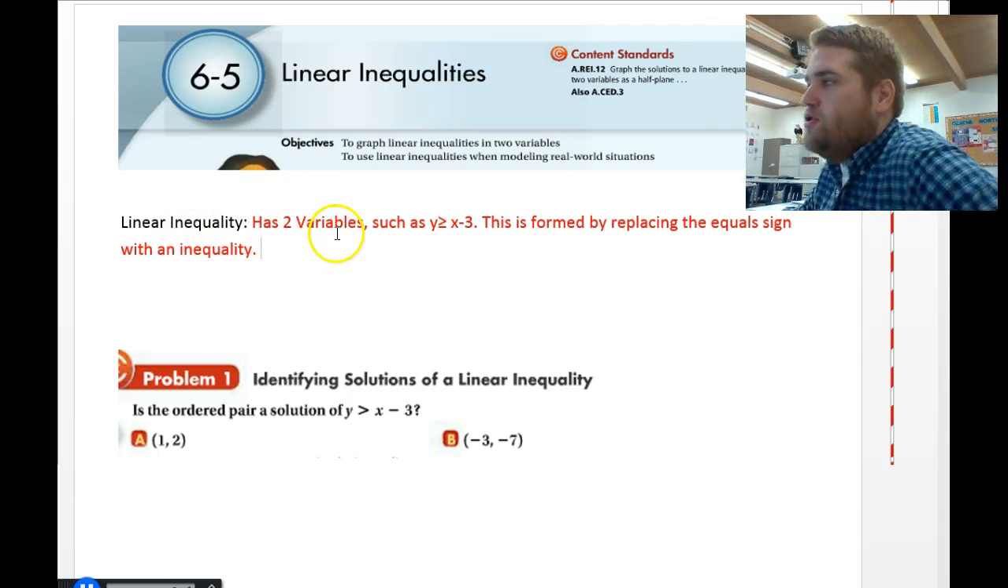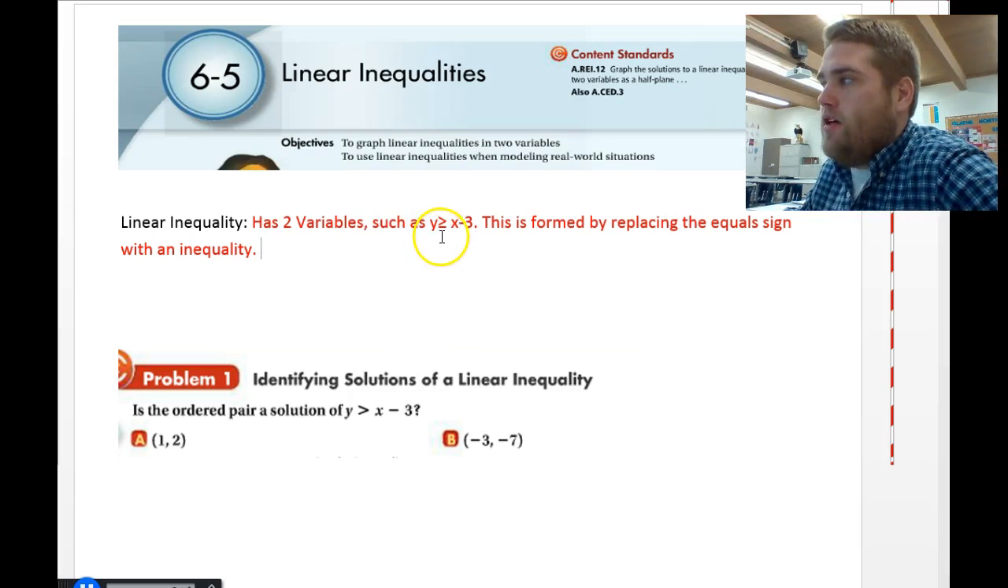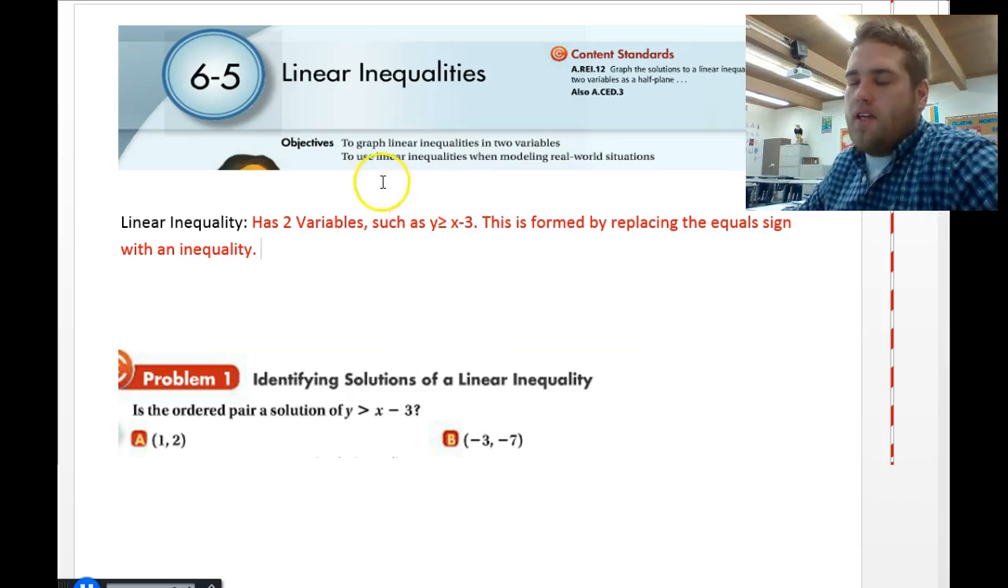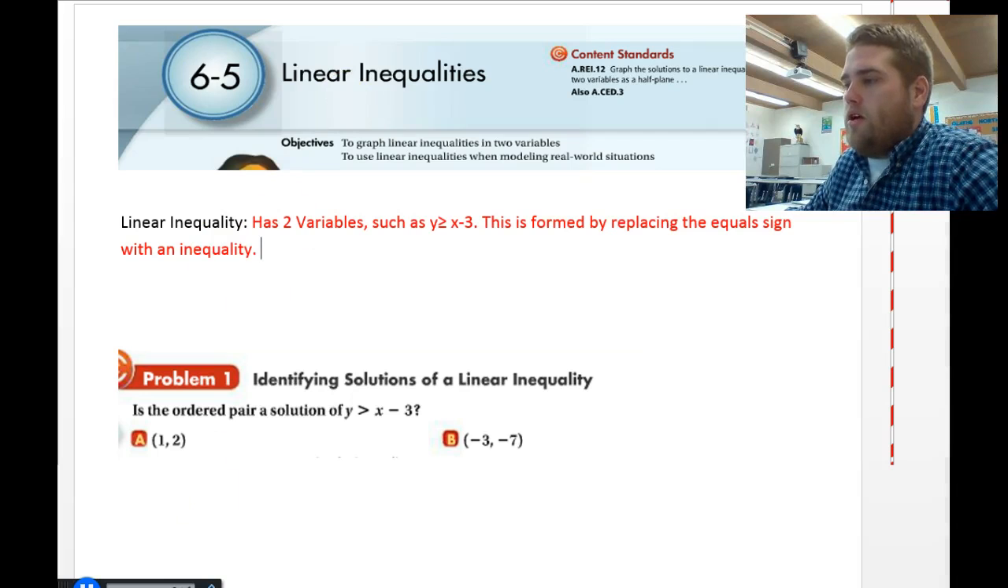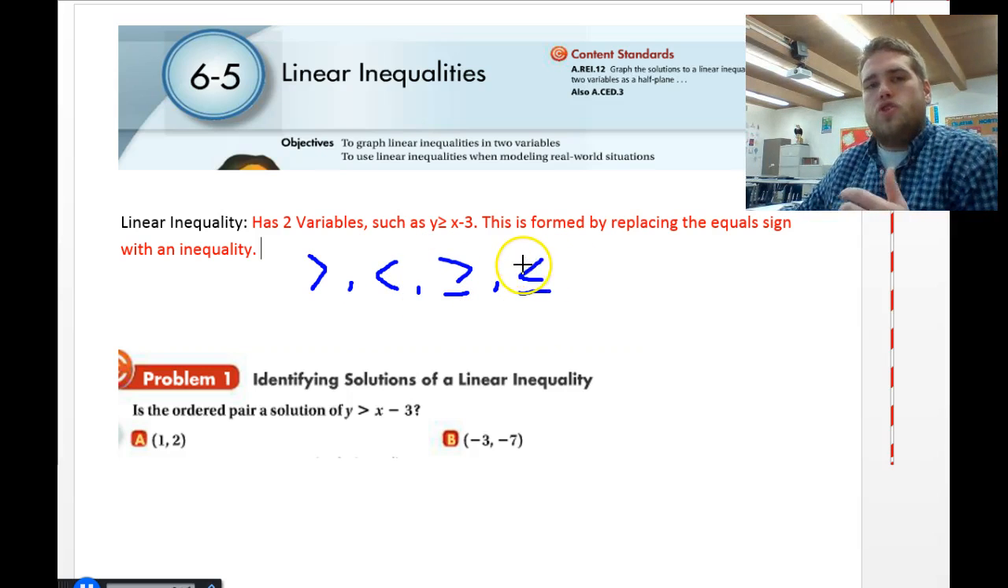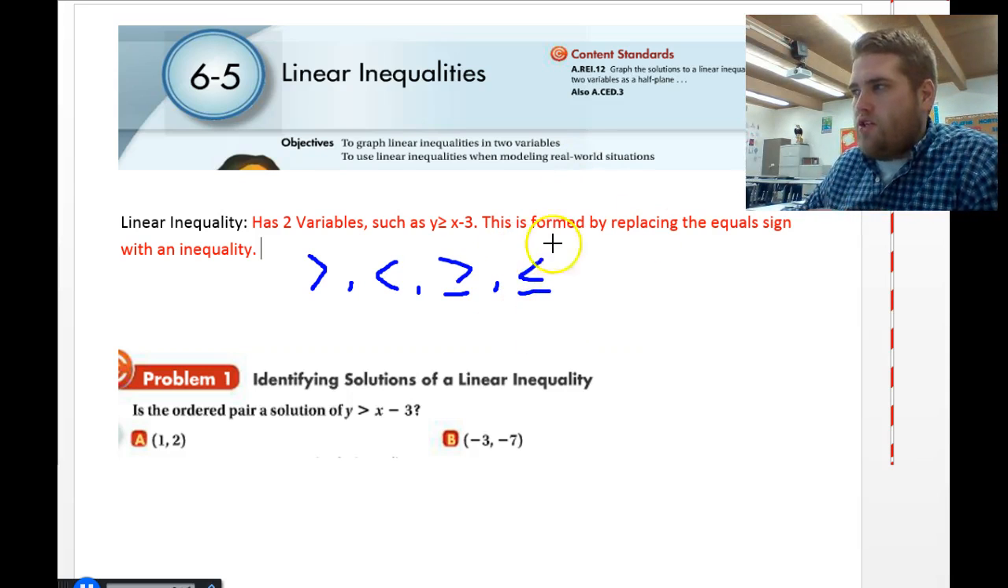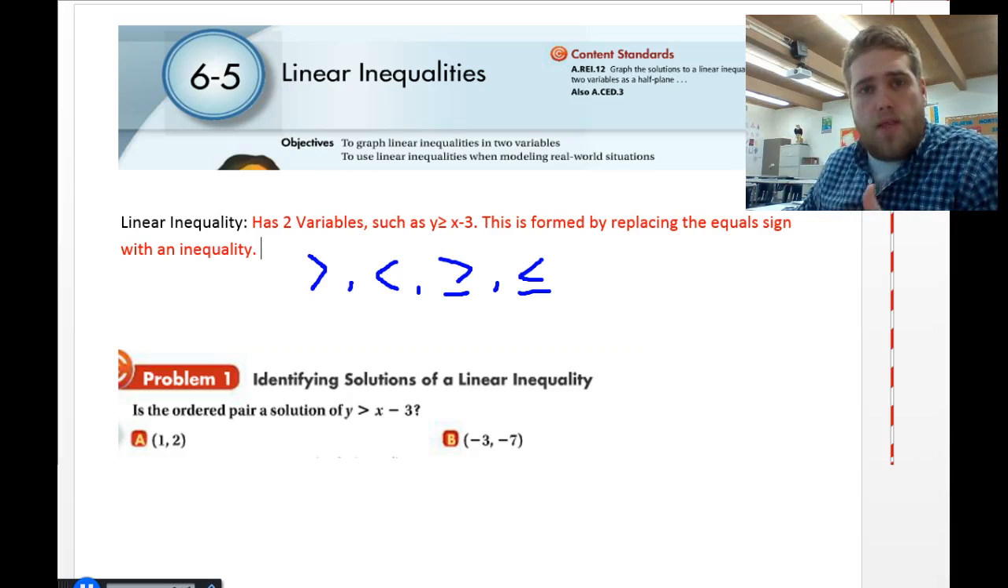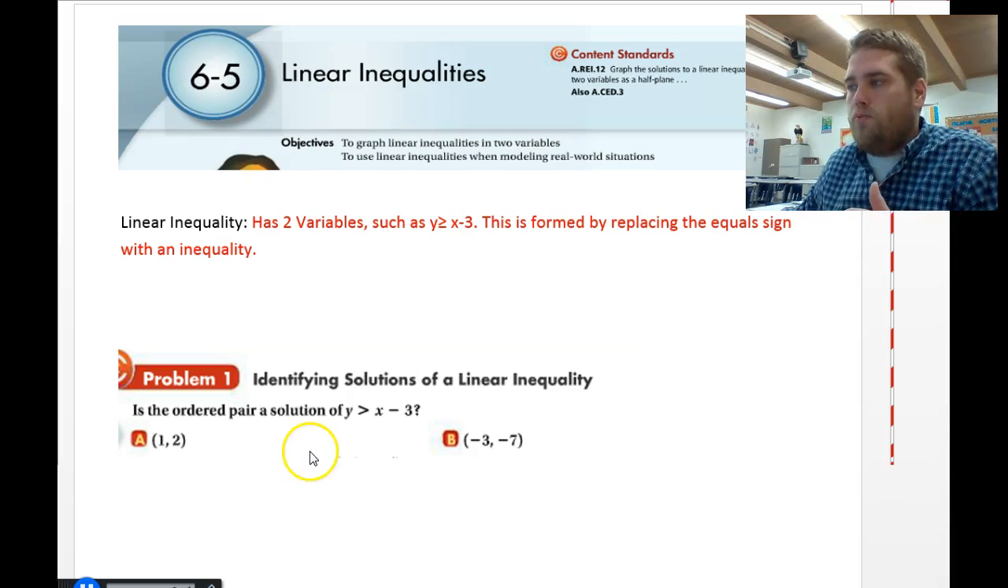A linear inequality has two variables, such as y is greater than or equal to x minus 3. And once again, we've dealt with these. If you remember, our linear inequalities are like greater than, less than, greater than or equal to, and less than or equal to. This is just like we did in chapter 3. Remember, you had to decide circles open or closed, and what direction it's pointing, and all that kind of stuff. We're going to get into all those same things today, just graphing on an actual graph instead of drawing our own.